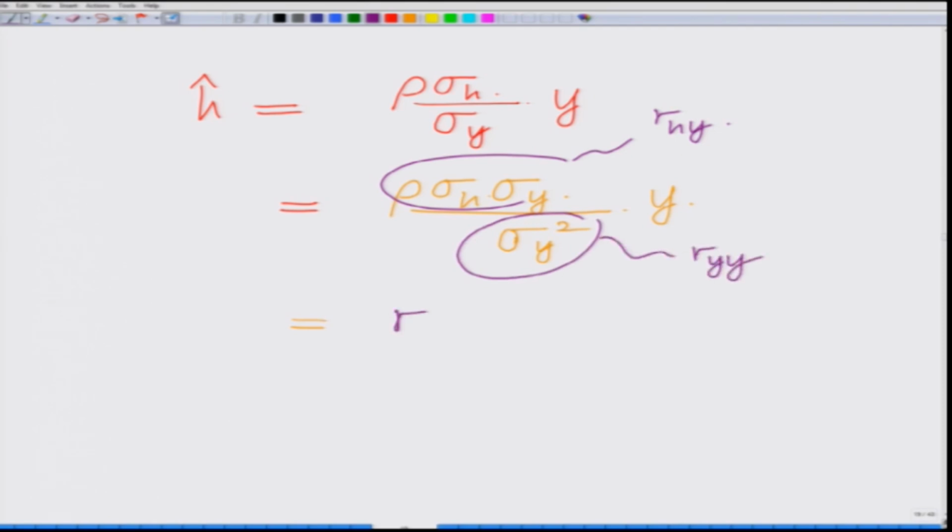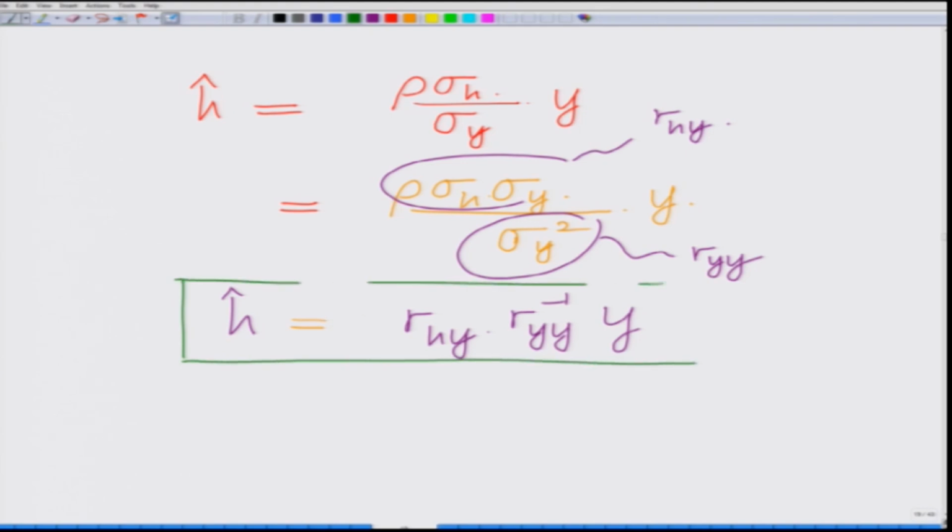So, I can write this as something that is going to be helpful in our later discussion: r h y times 1 over r y y, which is basically r y y inverse, times y. This is a very interesting expression because the same expression can be carried over also for the matrix scenario, that is, when h and y are vectors. All right. So, I can write the estimate h hat as r h y times r y y inverse times y.